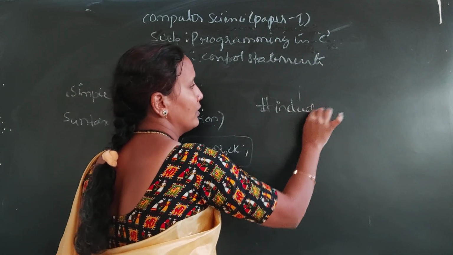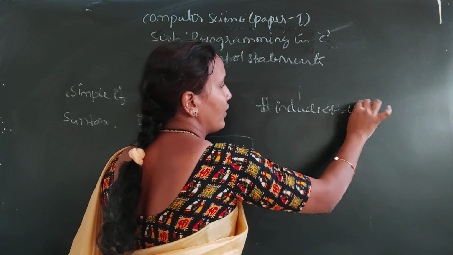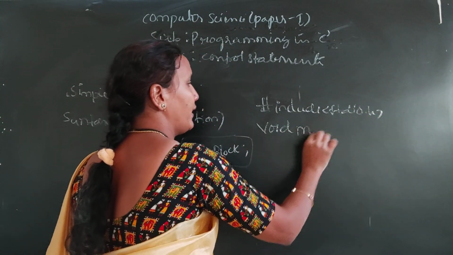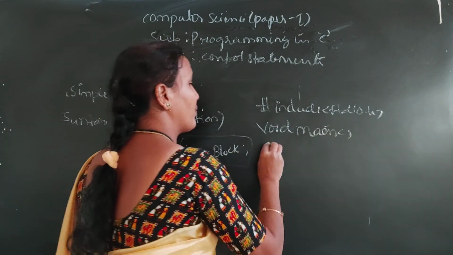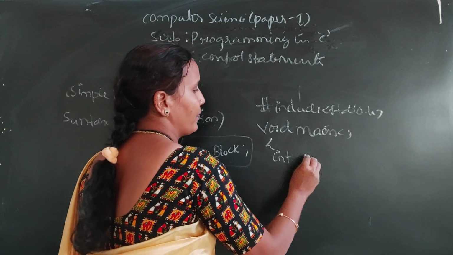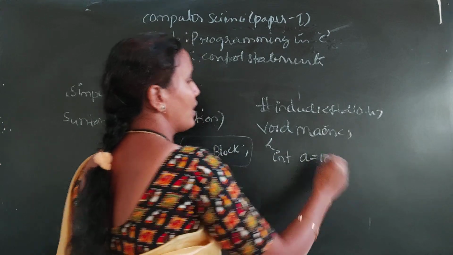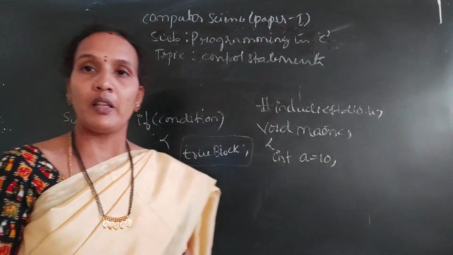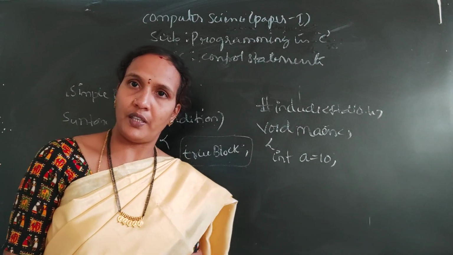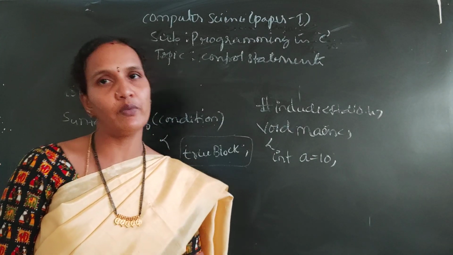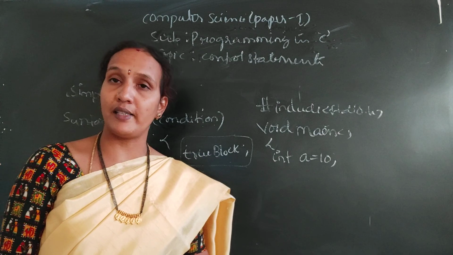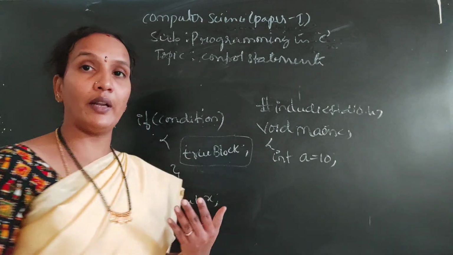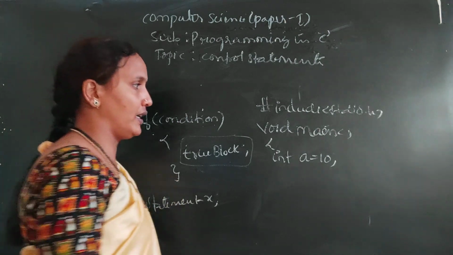#include <stdio.h>, it is a header file. Next, I am writing a main function, void main. int a = 10. One variable I have initialized. Now I want to check whether the a value is greater than 15 or not. If it is greater than 15, I want to print. If it is less than 15, I don't want to print. Okay. Or you can take 5 or 15, your wish, your condition.